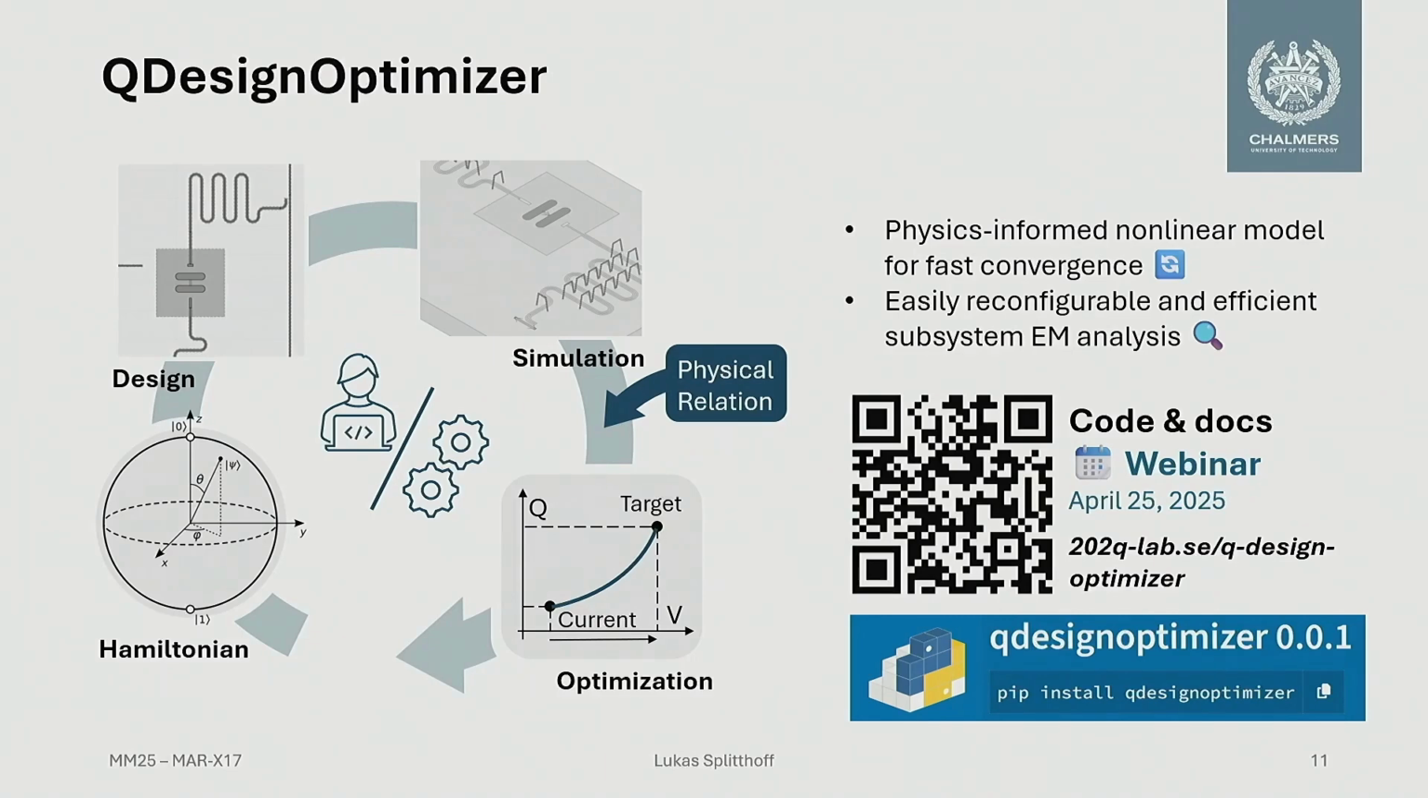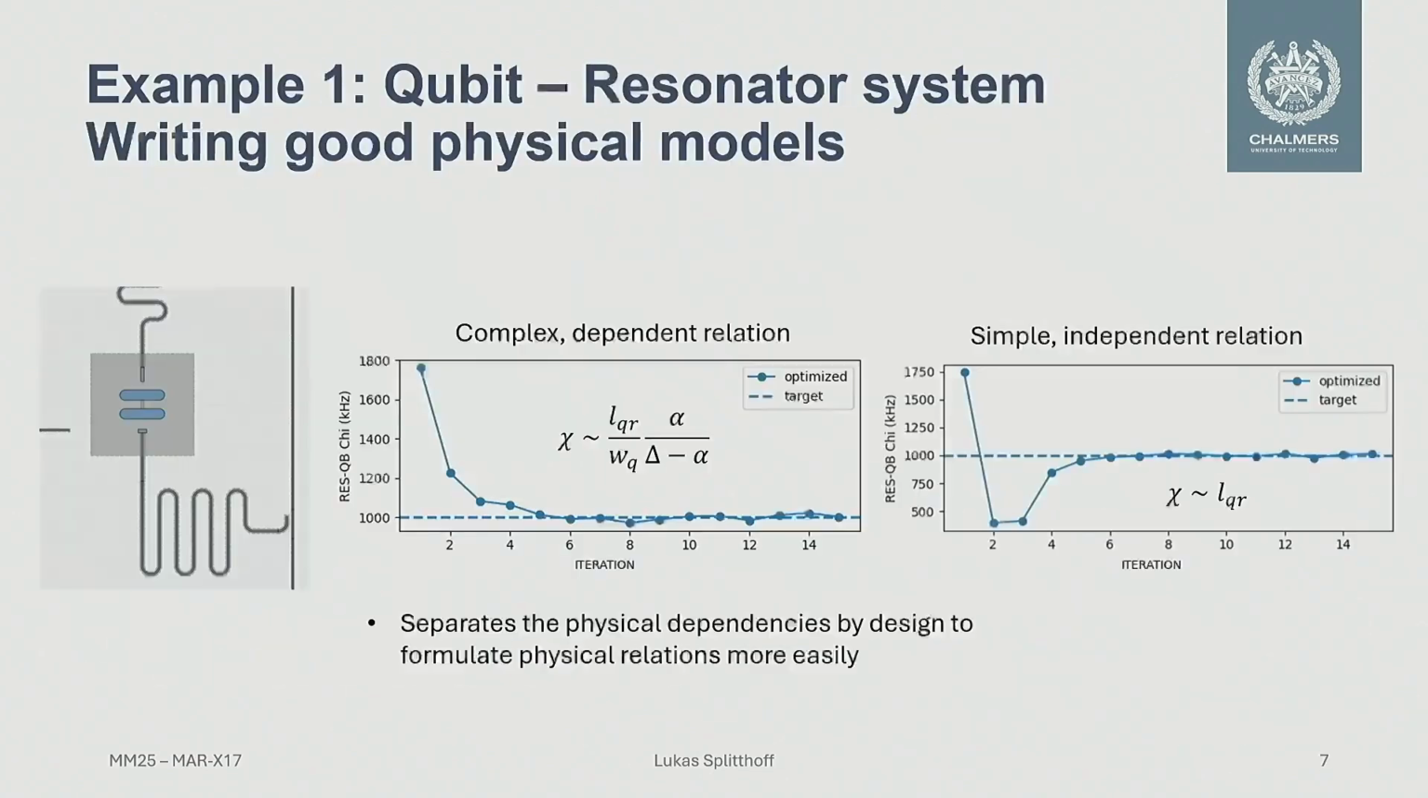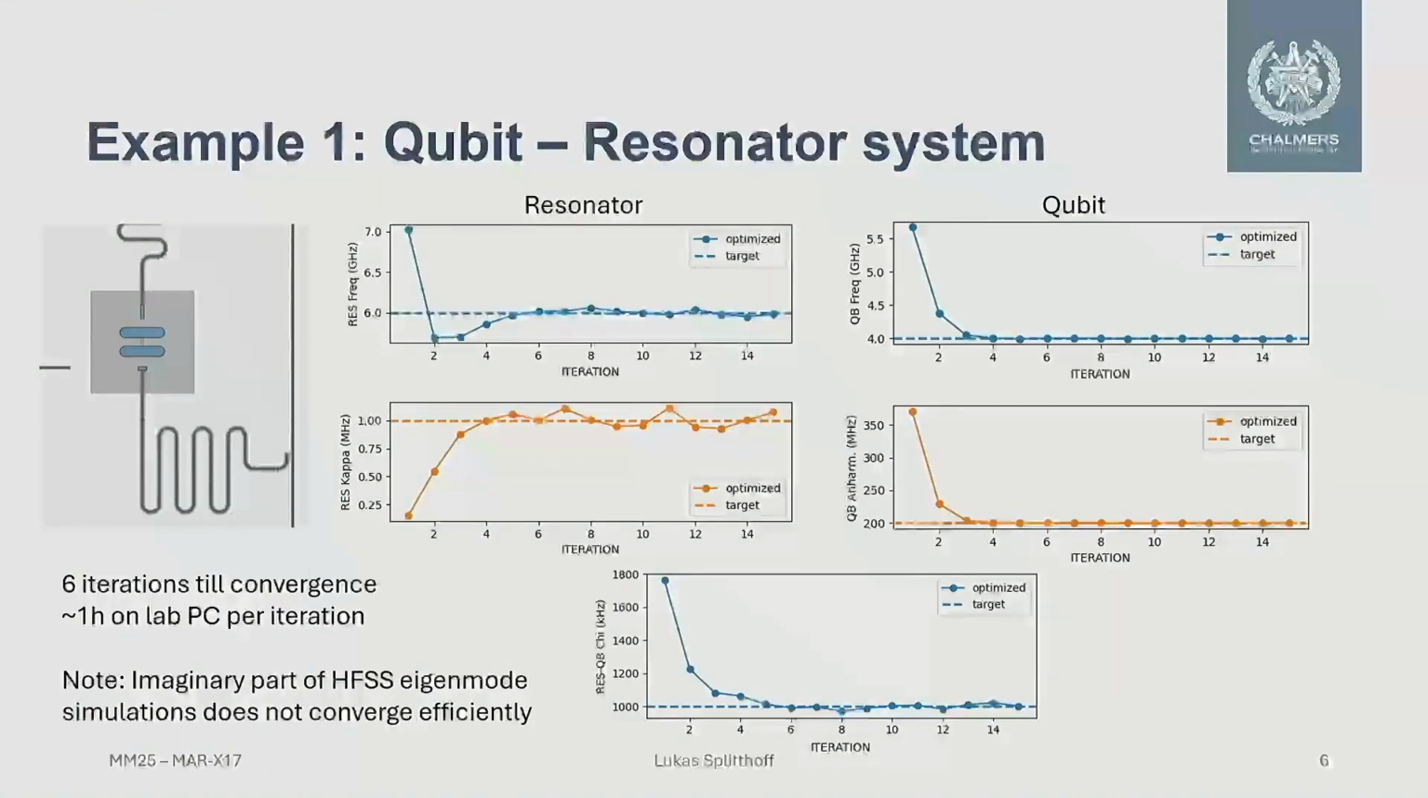Okay, I had a quick question. I think this was maybe slide 6 or 7, where you showed this example of a resonator and qubit. Yeah, so the kappa plot, as you're increasing the iteration, it seems to stay fairly noisy. Do you know why that is?